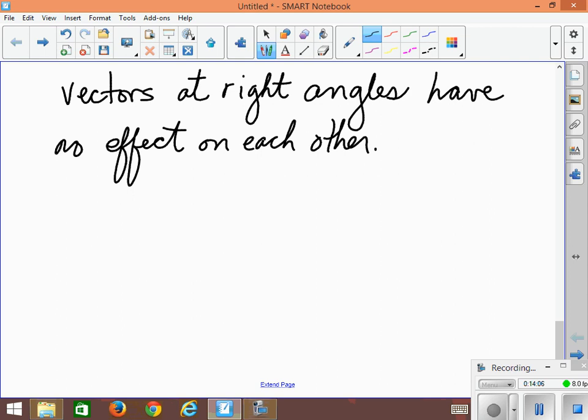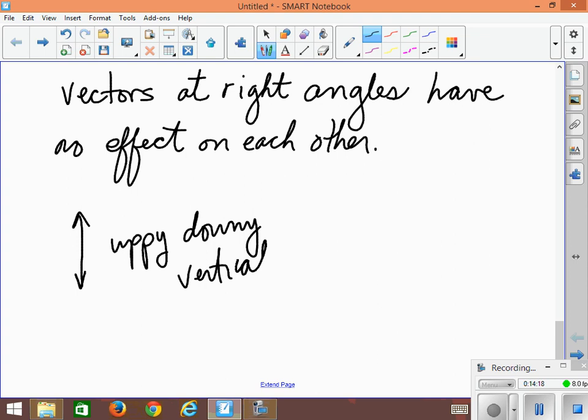So basically that means that uppy-downy, or what we could call vertical. I hesitate to use the vertical motion word because sometimes your y-axis is not representing something vertical in your reference frame. It doesn't have to. It does a lot of the time, but vertical meaning the y-axis. Uppy-downiness has no effect on lefty-rightiness.